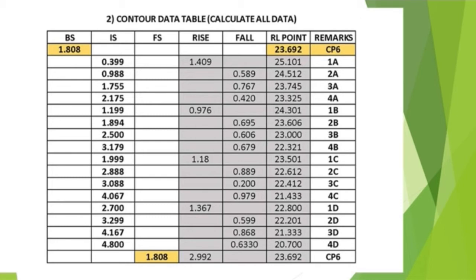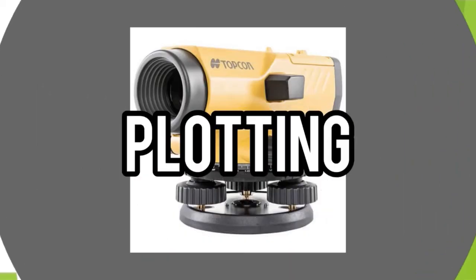23.692. Then we look at the answer that we got just now. It's rise, so we add it with 1.409, and the answer is 25.101. 25.101 subtract with 0.589. Since it's fall, so we subtract it and we got the answer 24.512. Repeat the same thing until we got the last RL point. So that's it for contouring data table.